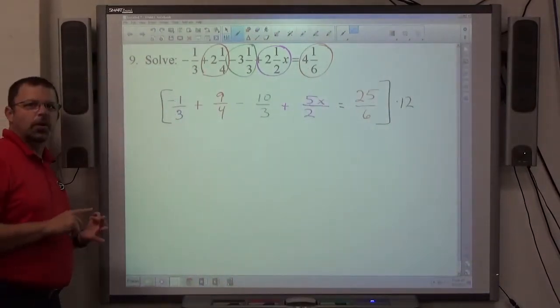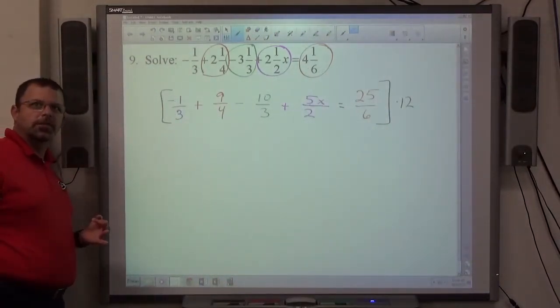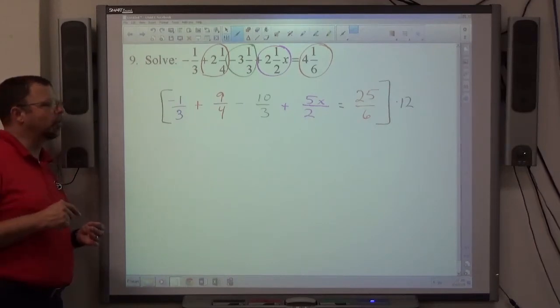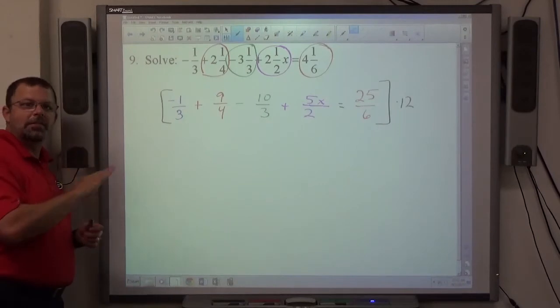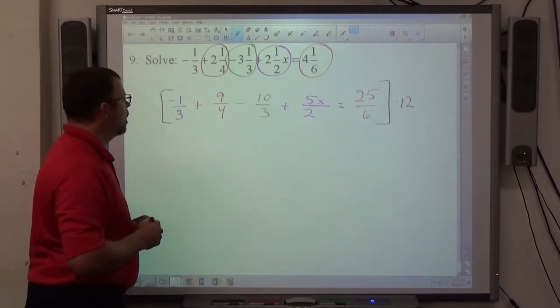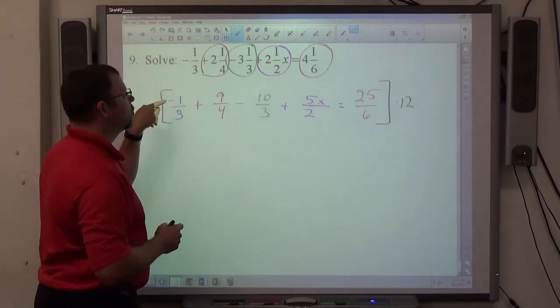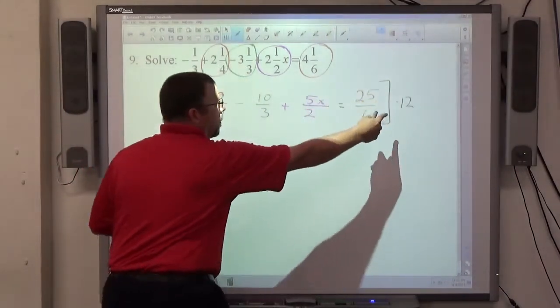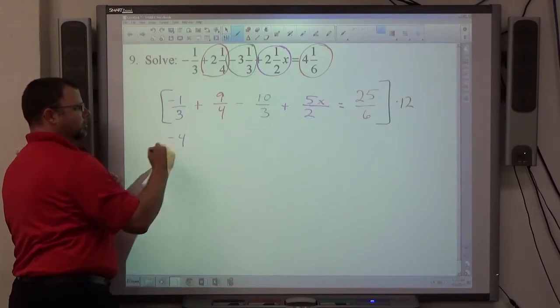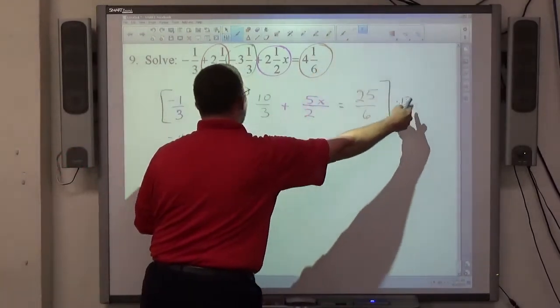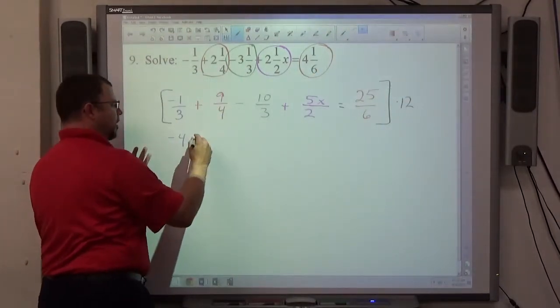24, 36, 48, 60, 72, 84. Any one of those would have worked also, any multiple of 12. But the least common denominator, the smallest number that divides evenly by all those numbers, is 12. A fraction is a divider first, multiplier second. So 12 divided by 3 is 4, multiplied by negative 1 makes negative 4. 12 divided by 4 is 3, times positive 9 is positive 27.